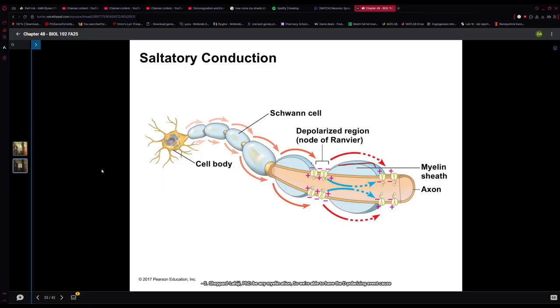So we're able to have the depolarizing event, cause these changes in ion movement, and then take that information, move it very quickly across the myelin sheath until we come across the next node, which is not myelinated, and go through that process again. And in doing so, we can significantly increase the relaying of information along the length of our axon.